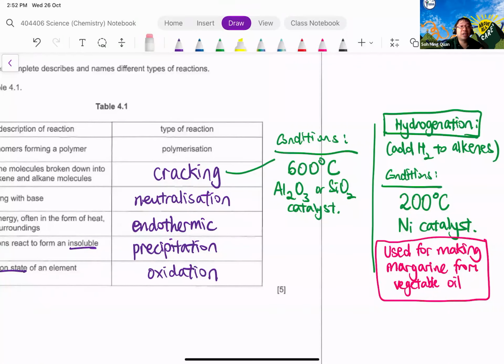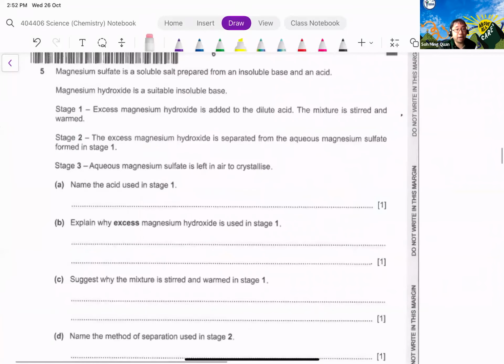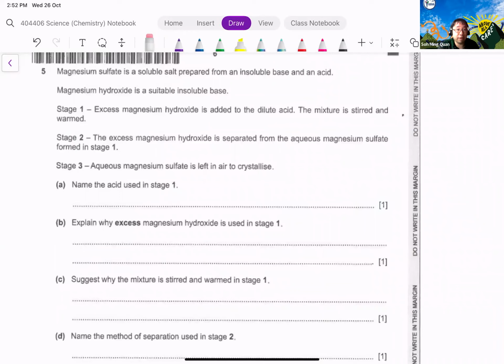Okay, let's move on to question number 5. Now, question 5 is salt prep. Okay, I'm sure by now you probably know salt prep already. So you are preparing magnesium sulfate here. Always highlight chemical names because that will tell you what the starting materials could be. So in this case, they told you that magnesium sulfate is prepared from an insoluble base and an acid. And the insoluble base used is magnesium hydroxide. So what is the acid used? You are forming magnesium sulfate. So the acid clearly has to be sulfuric acid.